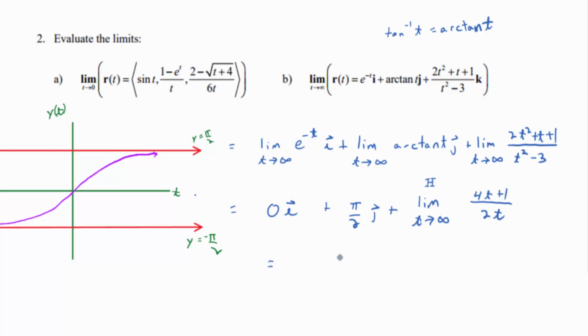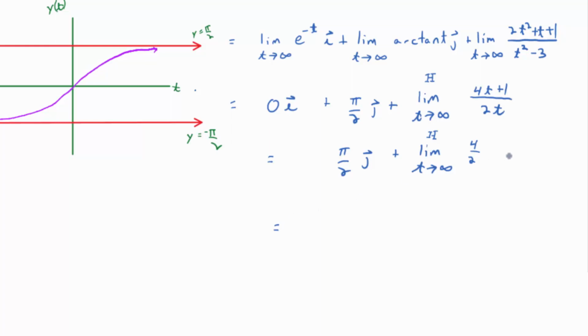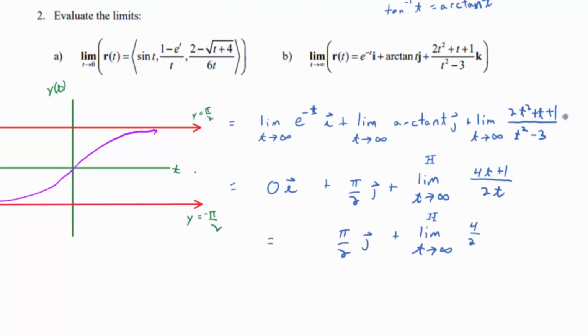So we could leave this guy out. Pi over 2 j plus the limit as t goes to infinity of L'Hopital's rule again. What do you get? Ooh, I think I can do that one. I don't know. It's pretty hard. And then that's times, what was it, k? Yeah, it should have been k on the end.